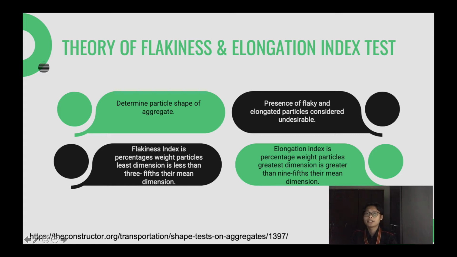This test is not applicable to size smaller than 6.3 mm. The elongation index of an aggregate is the percentage by weight of particles whose greatest dimension length is greater than 9/5 their mean dimension. This test is not applicable for size smaller than 6.3 mm.